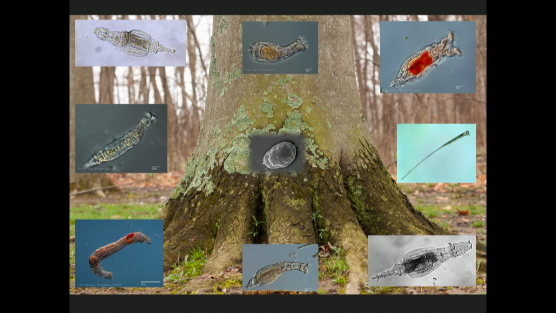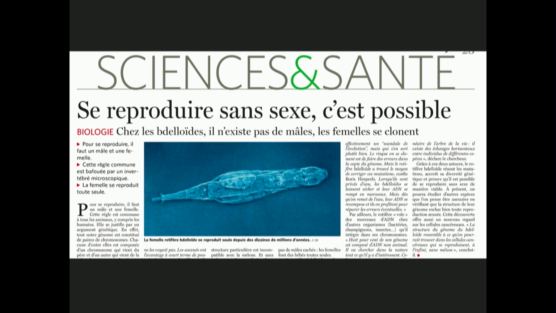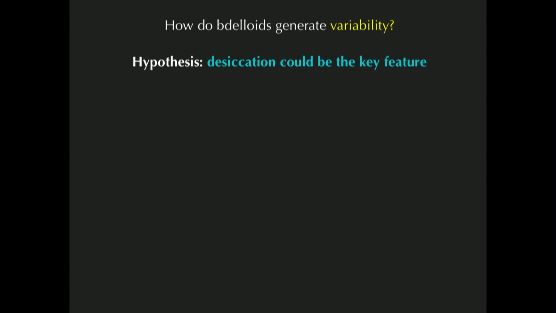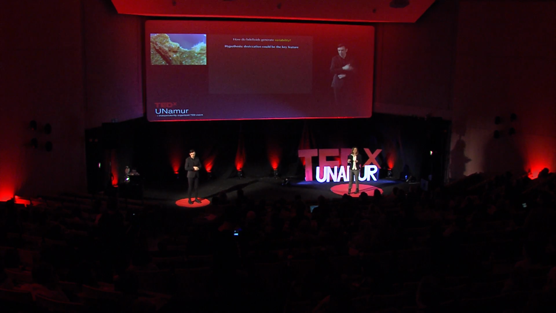No, it's more than 400 species being described, having diversified into many morphological forms, all females, reproducing without males, most of them being able to dry out. And of course, this makes the newspaper. Se reproduire sans sexe, c'est possible. Yes, it's possible. But then, of course, you might think, how did these females evolve?